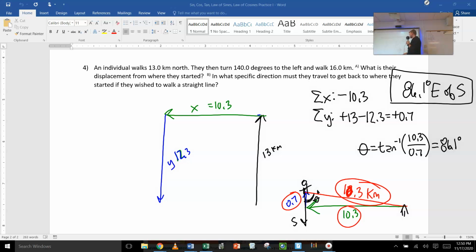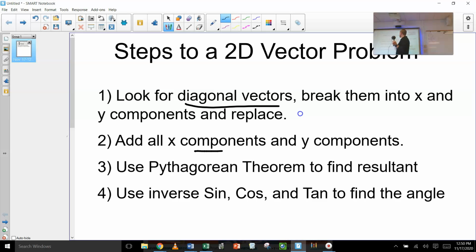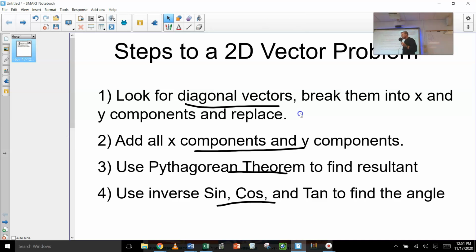I did all four of these questions with this algorithm. Look for the diagonal vectors. That second question wasn't really good. I wish I would have put that second question at the very end, because there are two diagonals. It gets tricky when you start having lots of diagonals, but look for the diagonal vectors. Break them all into their x and y pieces, and then add them all up. And then use the Pythagorean theorem, inverse sine, inverse cosine, inverse tangent.